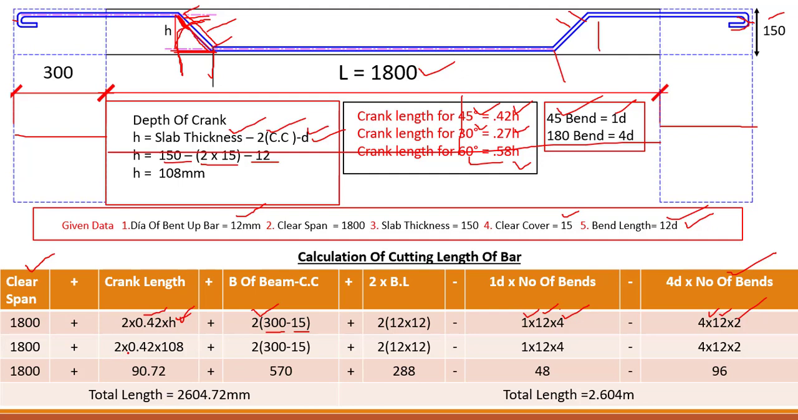1800 plus 2 into 0.42 into H, which is 108, plus 2 into 300 minus 15, plus 2 into 12 into 12. This is basically the bend length. Minus we need to do the bend deductions, 1 into 12 into 4, and 4 into 12 into 2. So the total length for this crank will be 2604.72 mm, or in meter it is 2.604 meter. Hope you understand the process of how we can find out this crank length.